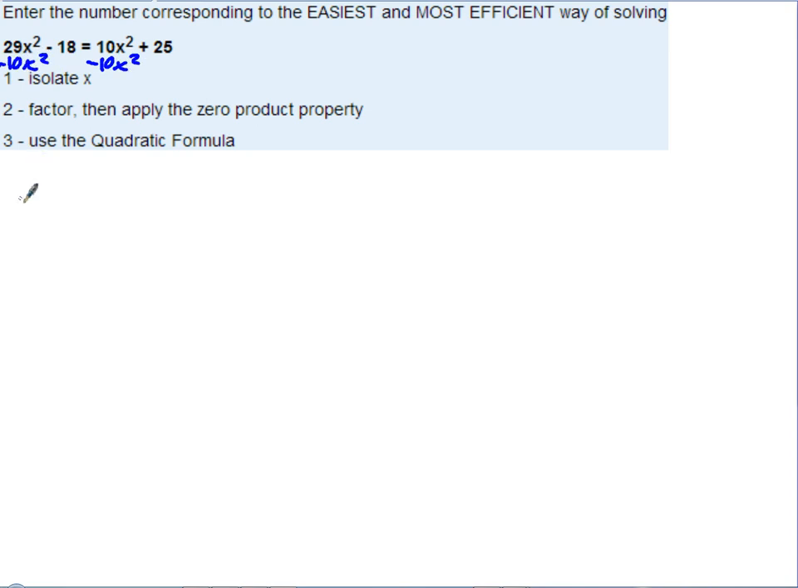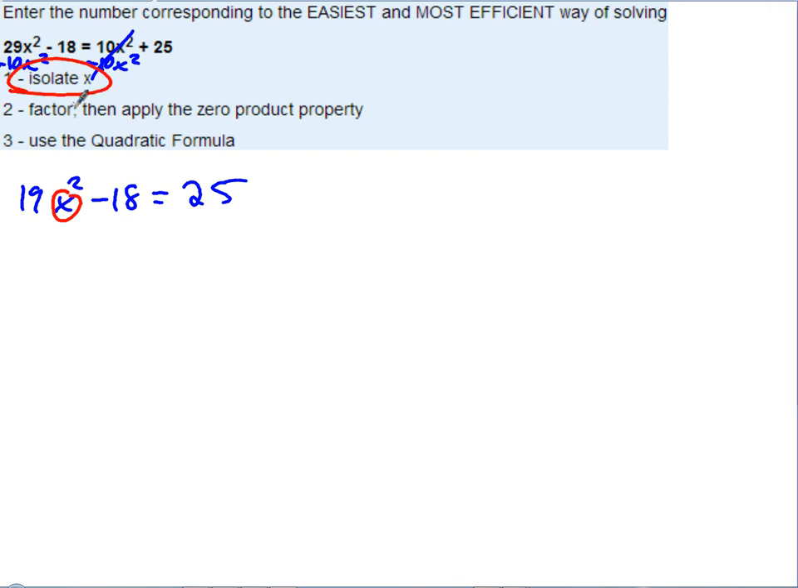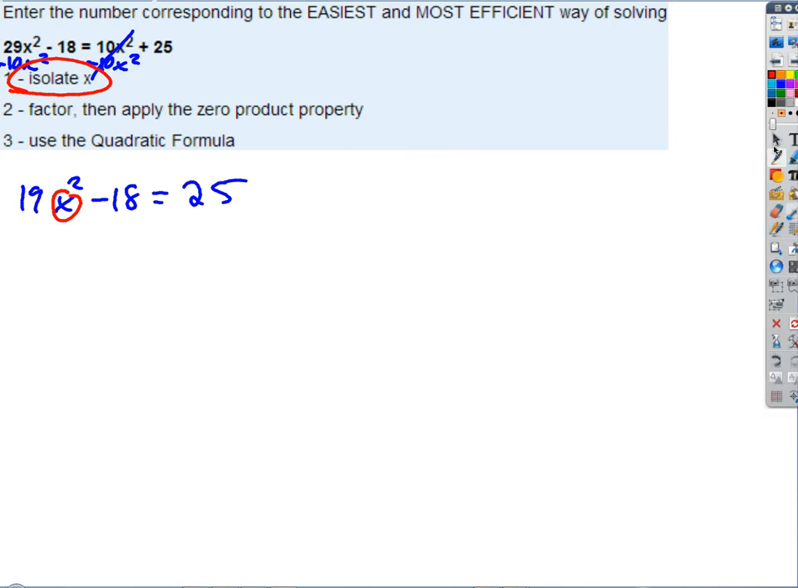And if I do that, I'm going to get 19x squared minus 18 equals 25. Agreed? And now I can point to a single x, and so that's telling me isolate. What would the steps be to isolate it? First I would add 18. Good. That would get rid of this guy. Then I would divide by 19 and then square root. And I'd have it, right? Good. All right. You guys get this.